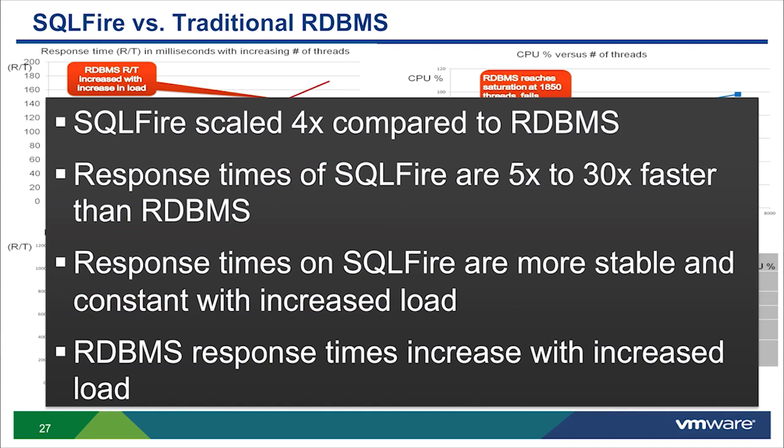So you take 1,800 threads with the relational database and 7,200 threads with a SQL Fire instance, well, you're going to get 4 times the scalability. So that's a very nice scalability profile. So we were very, very happy with those results. If you take a look at the response time, we got 5 milliseconds with SQL Fire and 172 milliseconds with the other database. That's almost 30 times faster for SQL Fire.